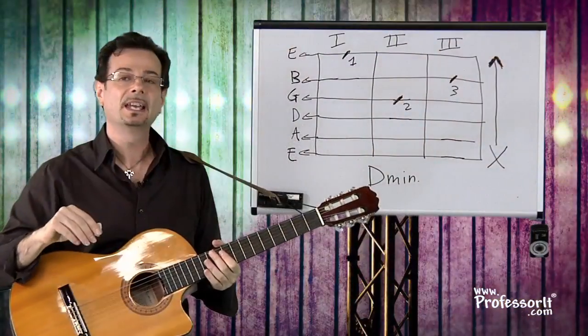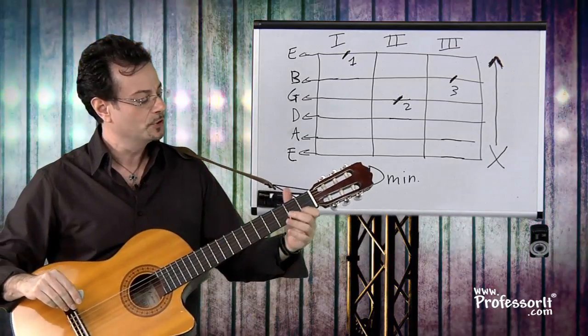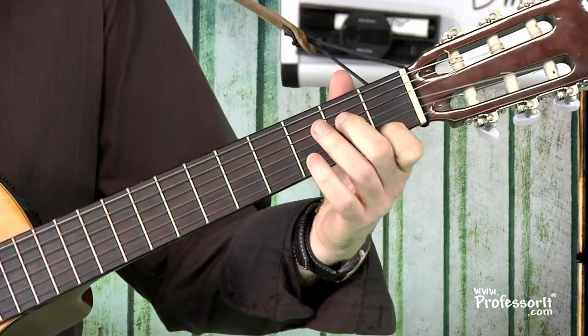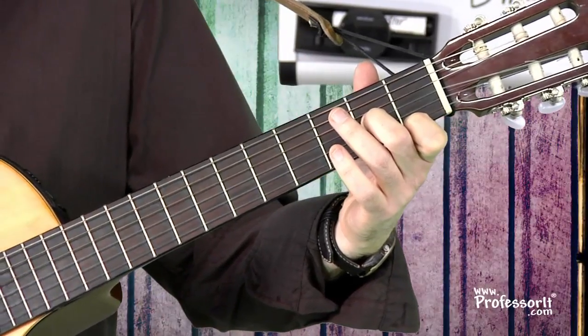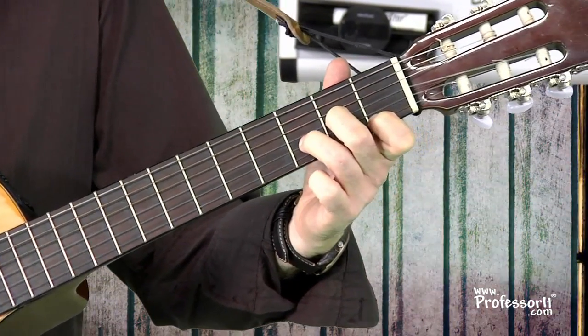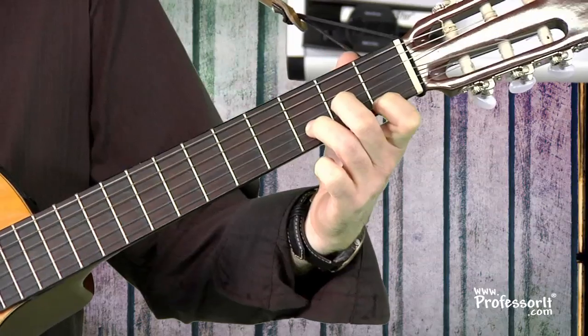Okay? Now on to the 3rd chord of the day. The 3rd chord of the day is D minor. So go ahead and put your first finger on the 1st string, 1st fret. 2nd finger, 3rd string, 2nd fret. 3rd finger, 2nd string, 3rd fret.